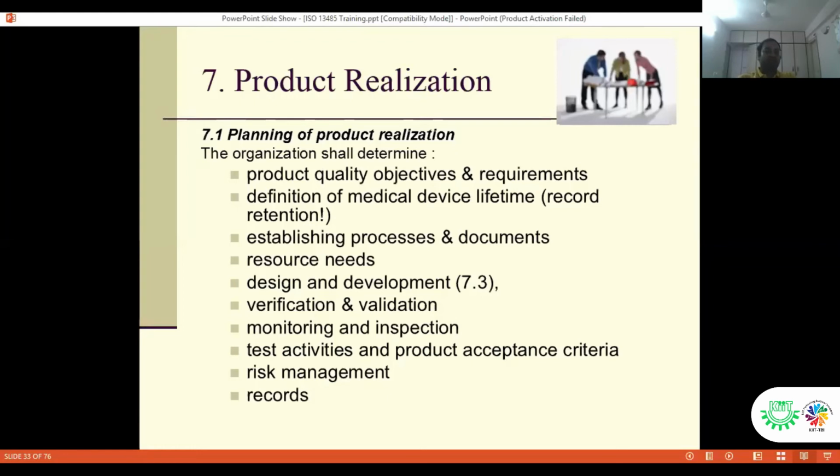Planning of product realization: whenever you receive an order, suppose an order of 50 of your product to sell in the market, you have to do a planning. You cannot just randomly start manufacturing your product, or randomly give the order to your outsourcing company. You have to have a clear-cut plan or strategy. You have to have a clear objective and requirement for the device you are going to manufacture, and you have to clearly communicate that requirement to your third-party manufacturer.